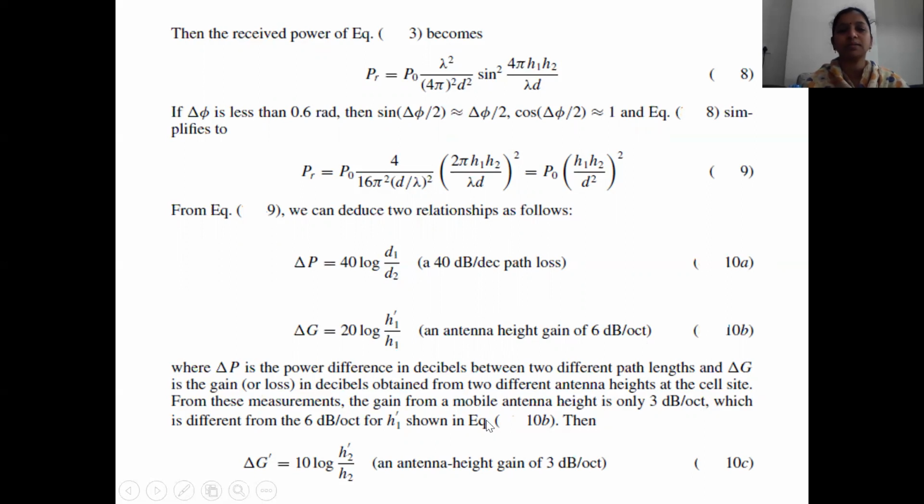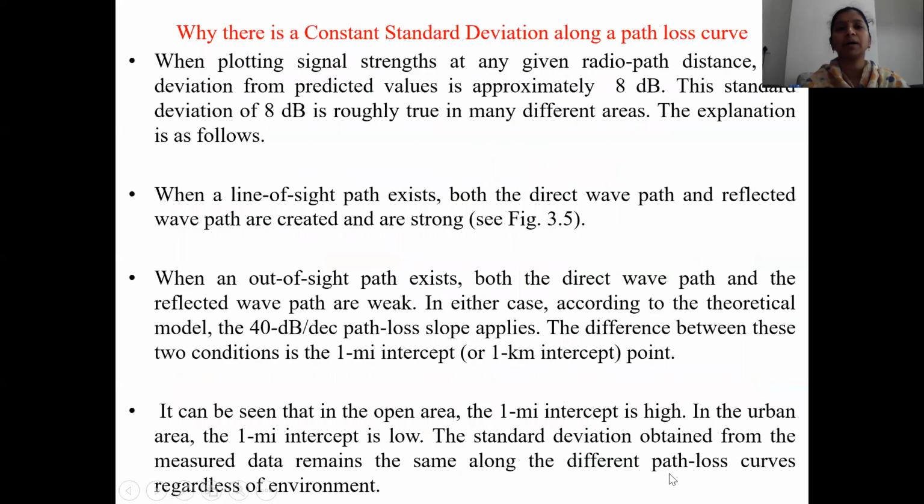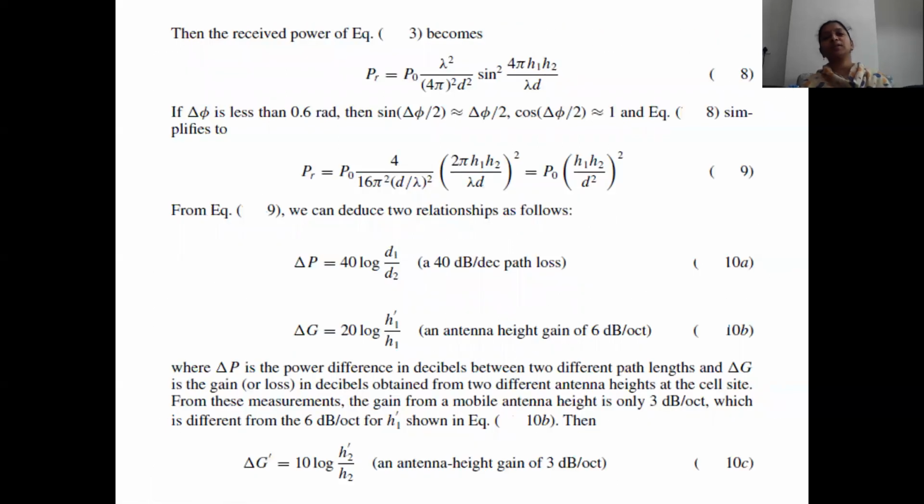From measurements, the gain from a mobile antenna height is only 3 dB per octave, which is different from the 6 dB for h1 dash shown in the equations. Therefore, the gain is equal to 10 log h2 dash by h2, an antenna height gain of 3 dB per octave. So this is about the phase difference between the direct and reflected path.